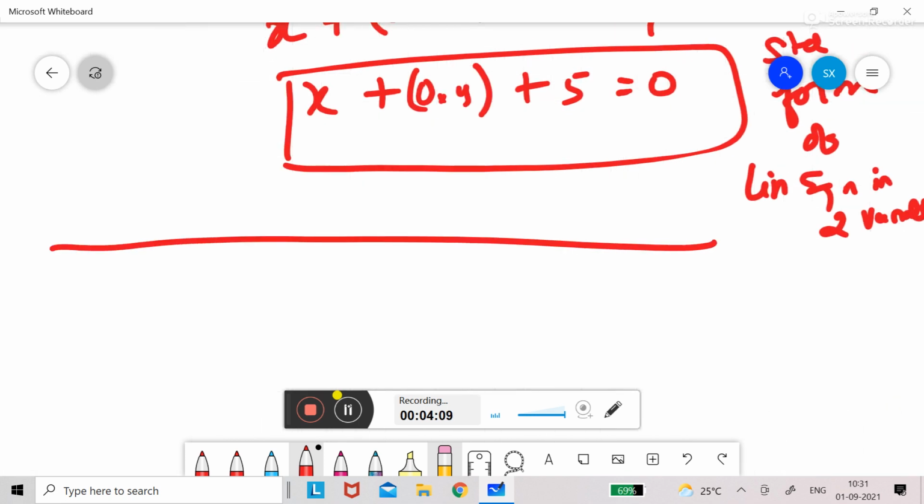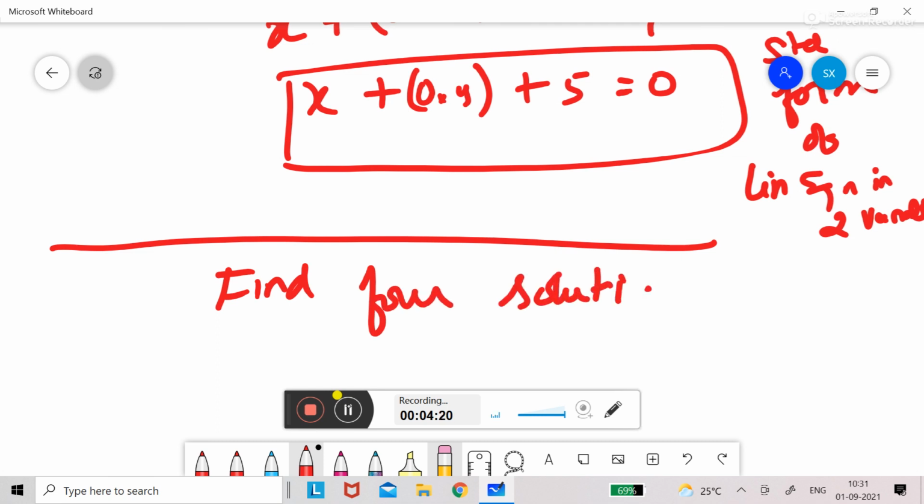Today what we are going to do is find four different solutions. Actually, we have an infinite number of solutions for the equation. Remember that, because variables are given here. Variable meaning is you can change, anything can be changed.